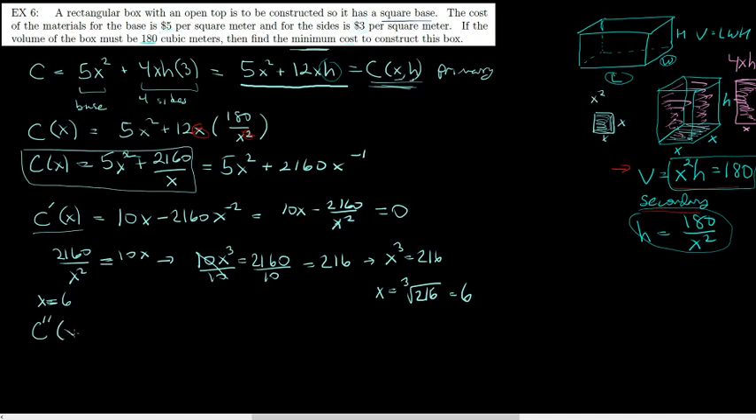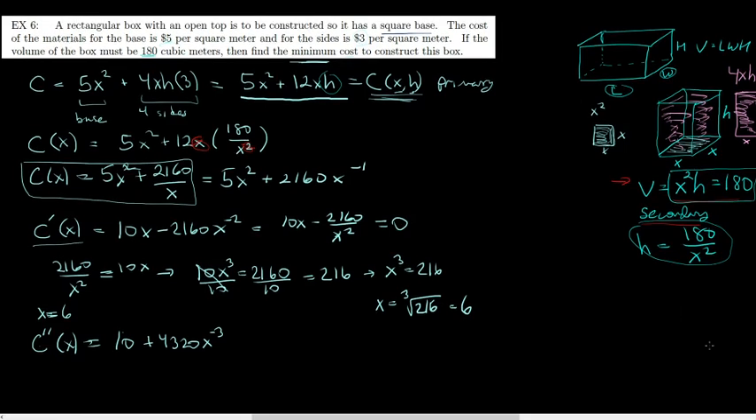So take the second derivative, so that's just going to be 10. Let's see, 216 times 2 is 432. So I think we're going to get plus 4,320 times x to the negative 3. I think that's it. So now just plug in 6 here.